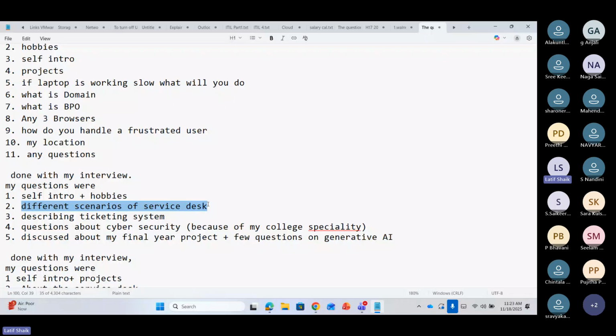So obviously they ask questions in cyber security. So that's the point, guys. Academics are also important, based on your academics or courses you learned from outside. In your project there are also specific technologies, so related questions are possible. We discussed the final year project and questions about generative AI.